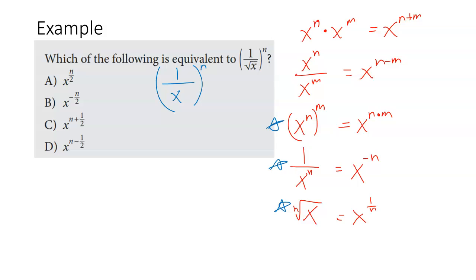X to the what power? Well, what is n in this case? If I have a square root, what is this number assumed to be? A 2. So x to the 1/2.